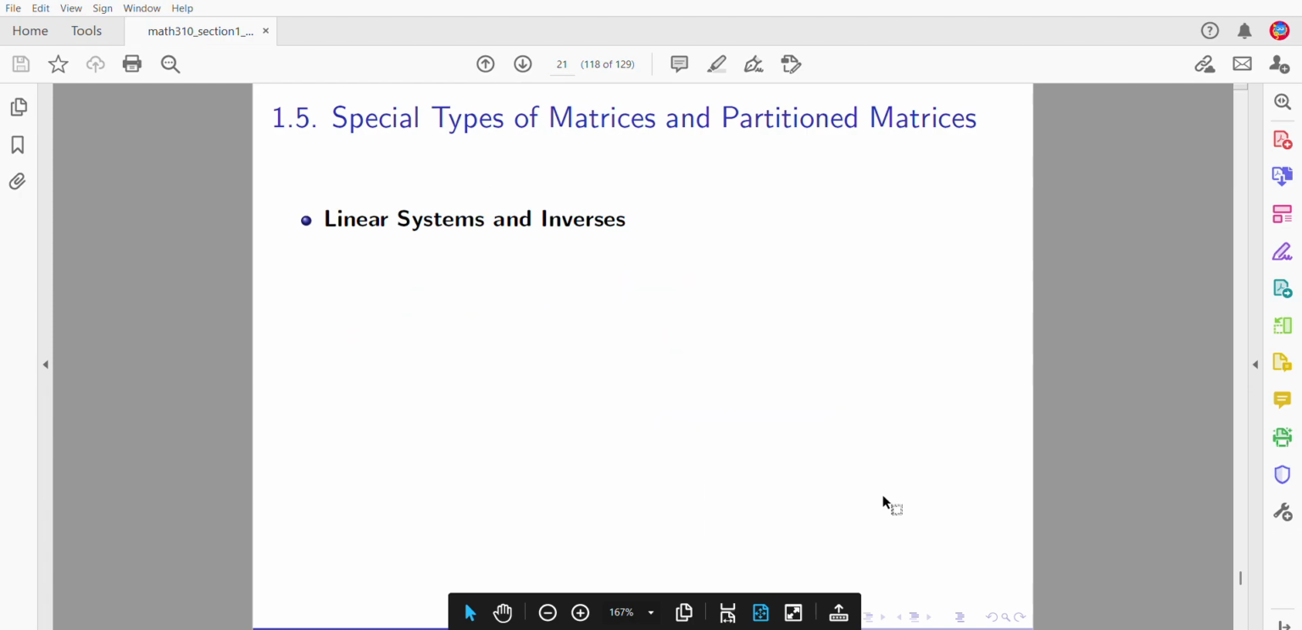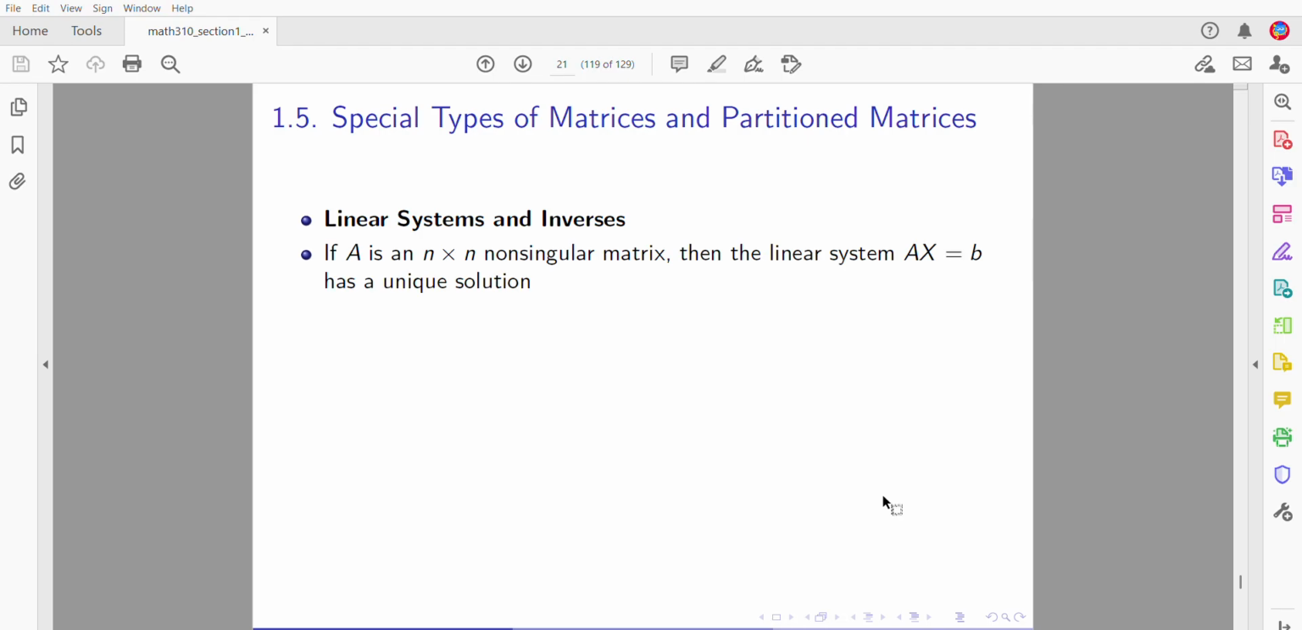Linear systems and inverses. Very important short topic. Let A be an n by n non-singular matrix. Then the linear system Ax equals b has a unique solution. How do I solve for x? Multiply by A inverse on the left. x is A inverse b. In particular, if b is the zero matrix, well, anything times 0 will be 0. That's the only solution possible.